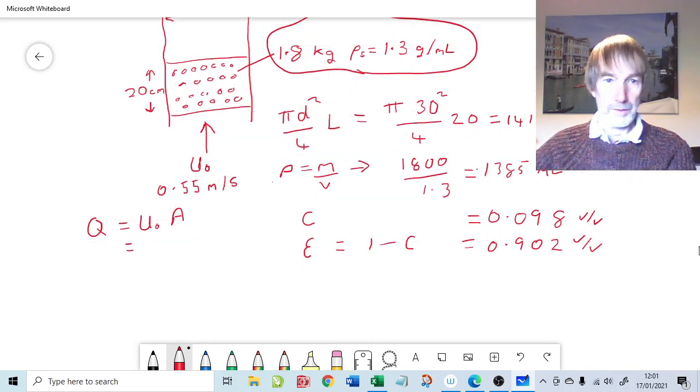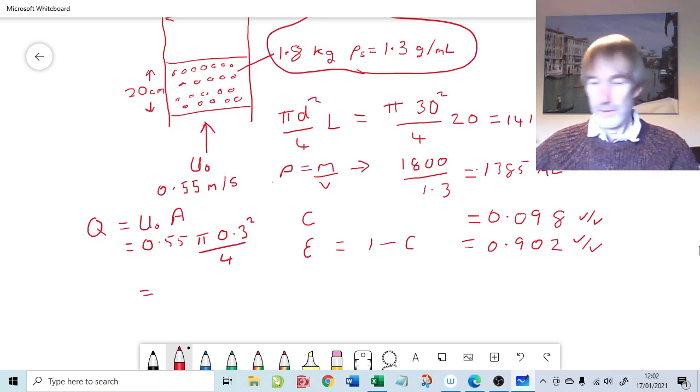So the superficial velocity was 0.55. I'm going to have to use SI units for this. We need the cross-sectional area, which is pi d squared over 4, as it was before. But now the diameter isn't 30, it's 0.3. 0.3 squared all over 4.